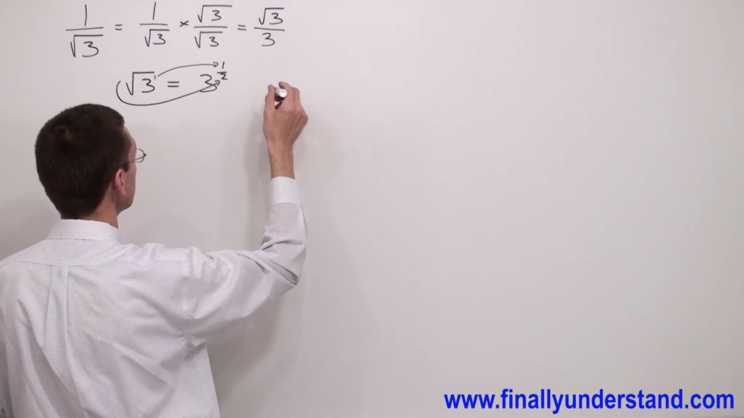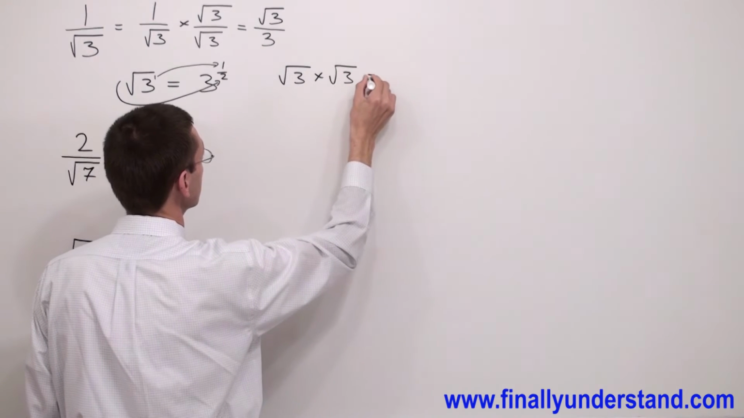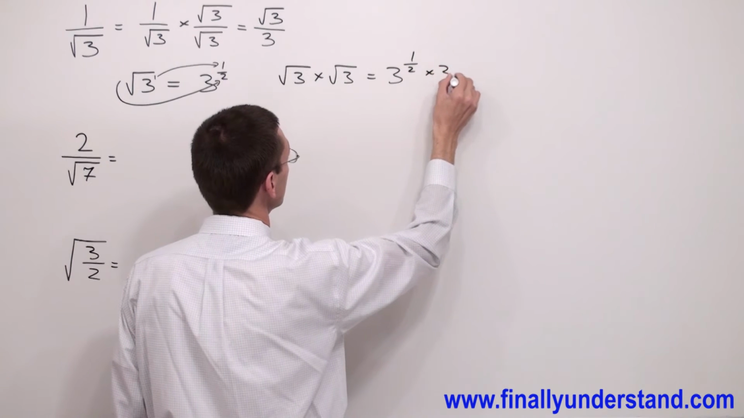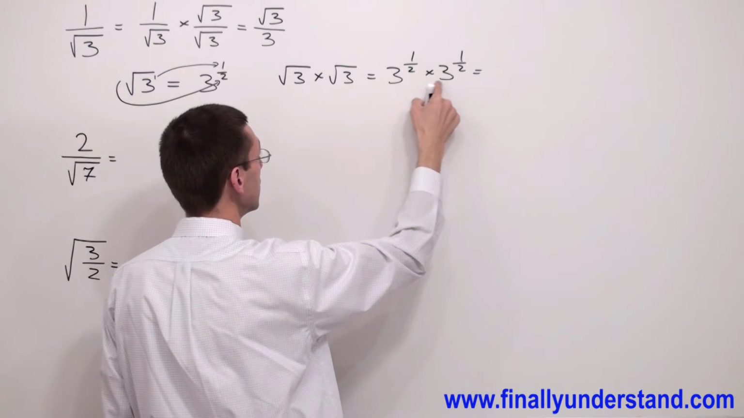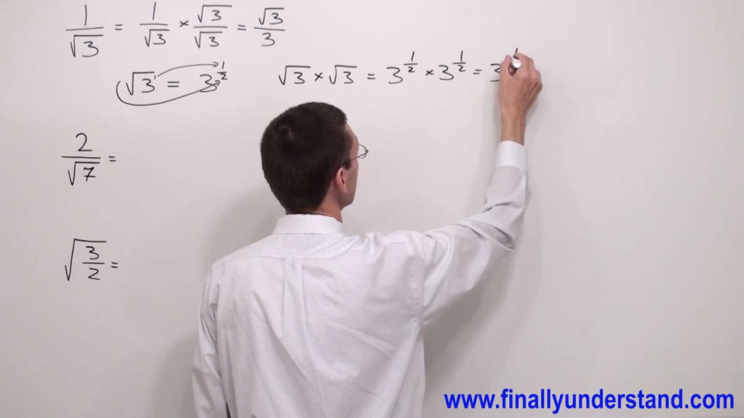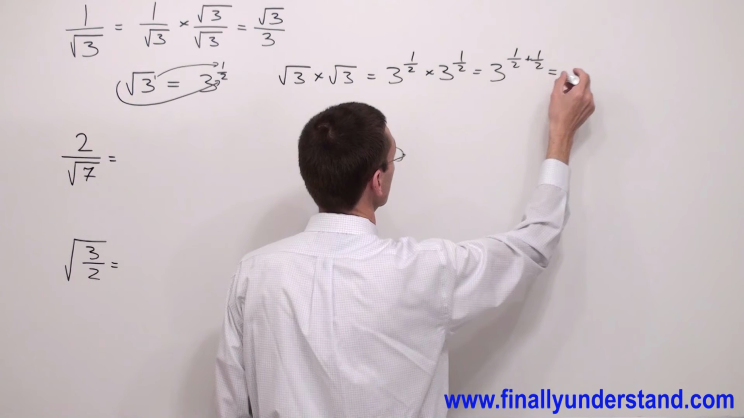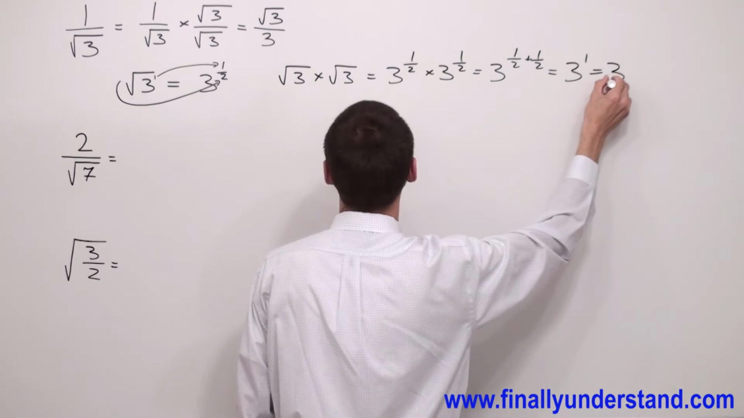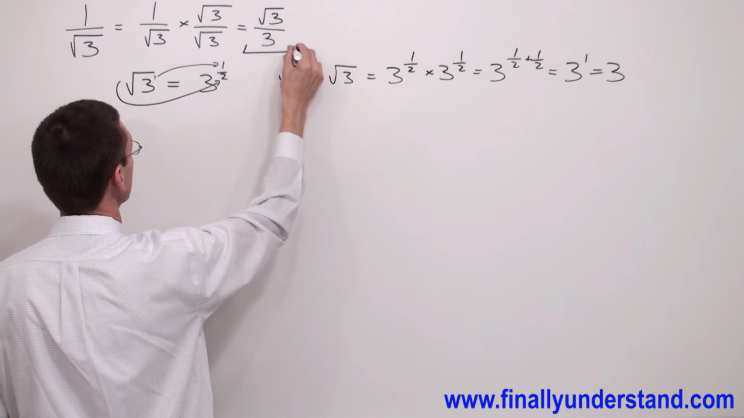So what I basically did, I had square root of 3 times square root of 3. This is nothing else than 3 to the 1/2 times 3 to the 1/2. Anytime we have numbers with the same base multiplied together, we have to keep the base and add exponents. So I have 1/2 plus 1/2, where 3 to the 1/2 plus 1/2 is equal to 3 to the first. 3 to the first is simply 3. That's why square root of 3 times square root of 3 is equal to 3. This is the solution to my problem.